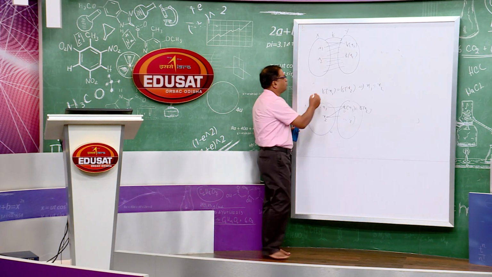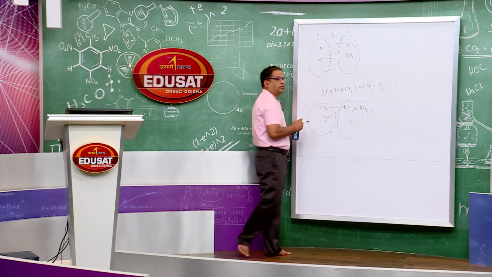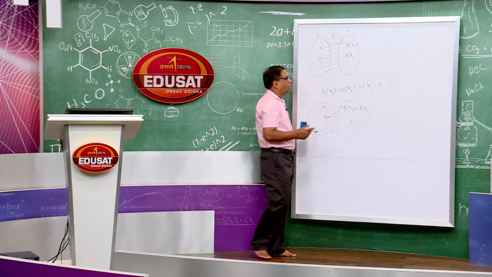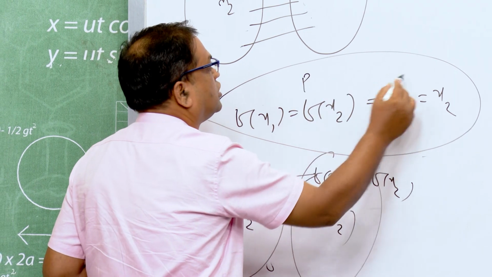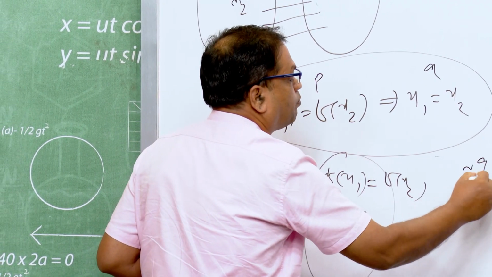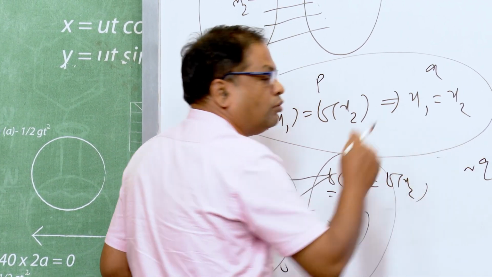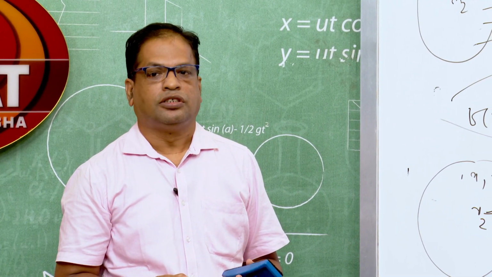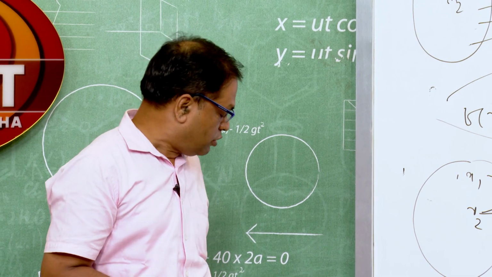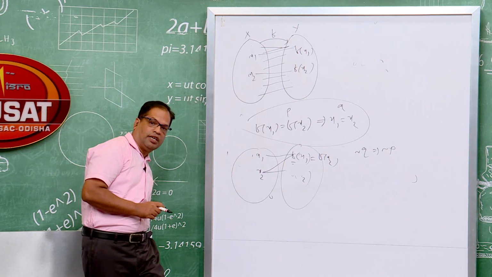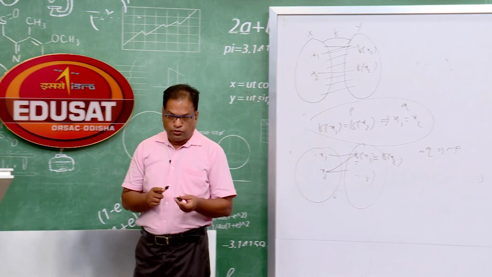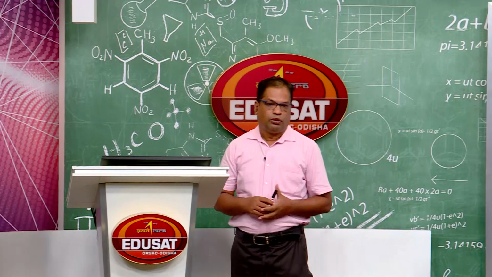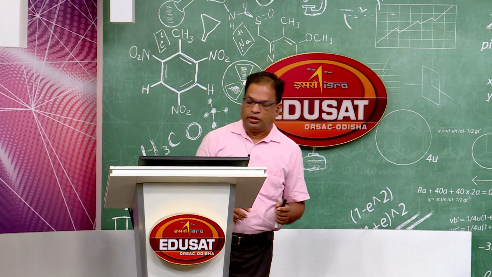So, what is its equivalent statement? Either we take f(x1) is equal to f(x2), then we will prove x1 is equal to x2; this is p, this is q. Negation of q implies negation of p. We take x1 not equal to x2 and we will prove f(x1) is not equal to f(x2). So for the one-one test, what we will do? We take f(x1) is equal to f(x2) and prove that x1 is equal to x2, or we take x1 not equal to x2 and prove that f(x1) is not equal to f(x2).